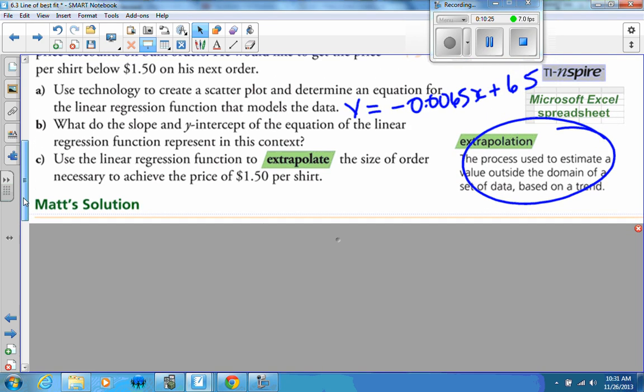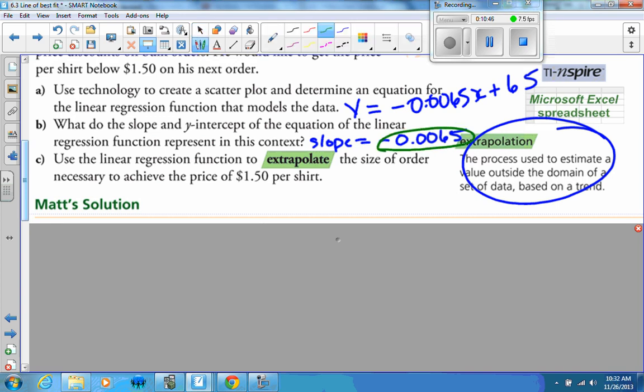Okay, so what does the slope and the y-intercept of the equation of the linear regression represent in this example? Okay, so if you remember y is equal to mx plus b, m is always your slope. So your slope is equal to negative 0.0065. What does that actually tell you? It tells you since it's negative, the graph is descending, so you're actually getting a drop in price, which you can see from the data table anyways. Okay? If I look at the y-intercept, it's always the second part of the equation, and that is your 6.5. So y-int is equal to 6.5.